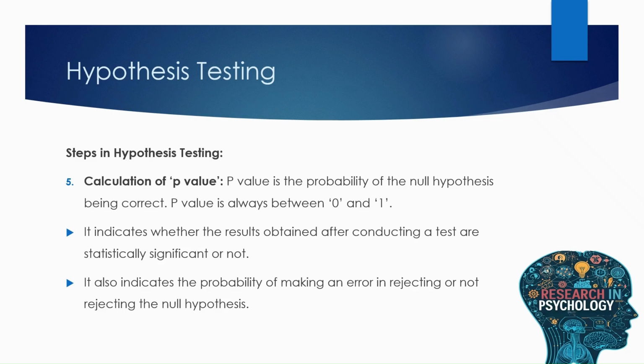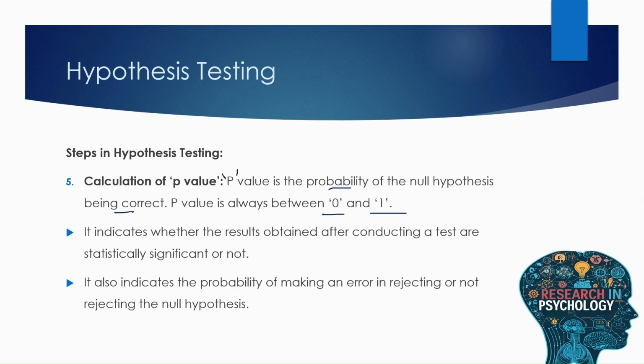P-value stands for probability value. This is the probability of the null hypothesis being correct, that is, the probability of the null hypothesis being accepted. And the p-value will always be between 0 and 1. The number that represents the p-value will always fall between 0 and 1. If you get any value less than 0 or greater than 1, you have calculated your p-value wrongly. So probability will always be between 0 and 1.